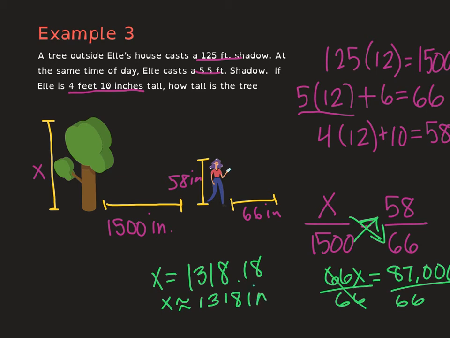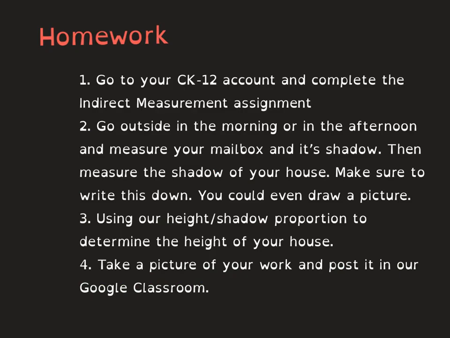If we wanted to figure out how many feet it is, then we would just take that 1318 and divide it by 12. That's the opposite of what we did before, and so we get X is about 110 feet. And we did all this by just using shadow and height.